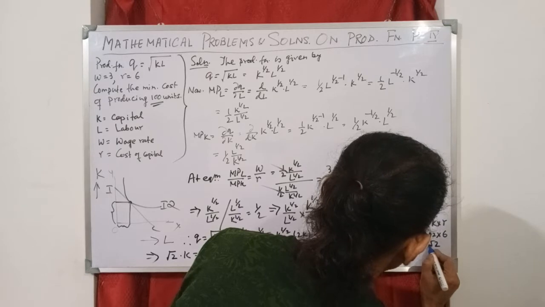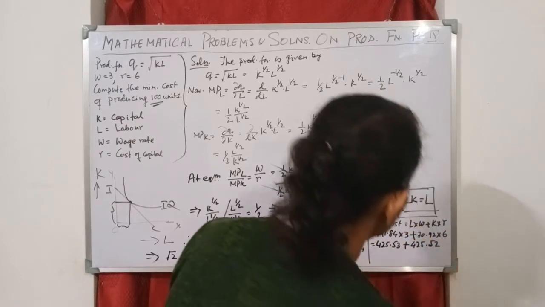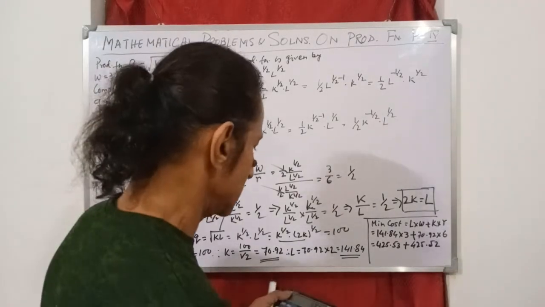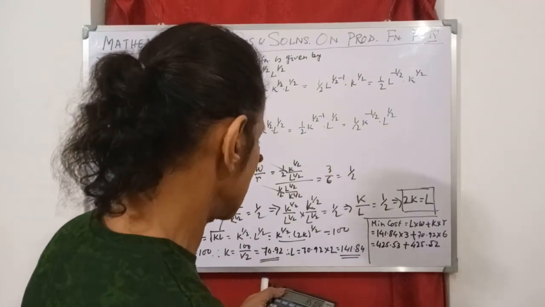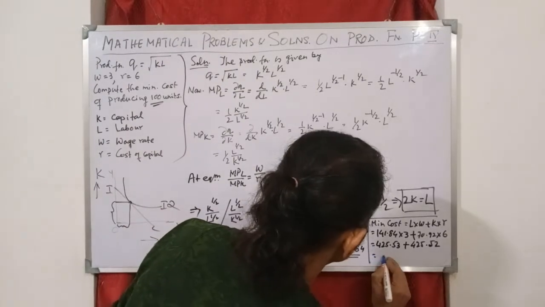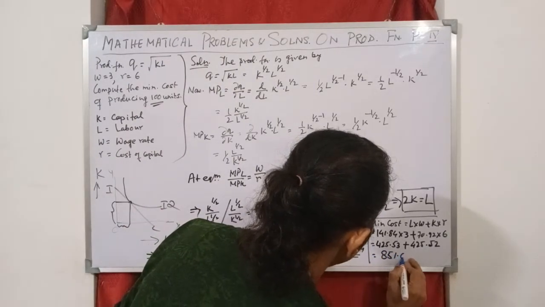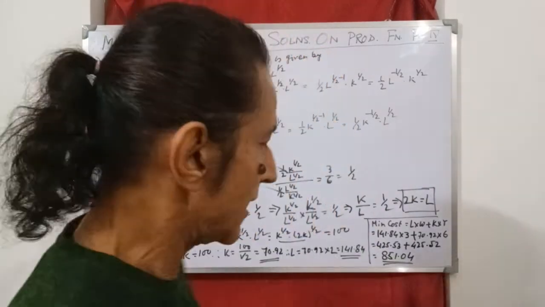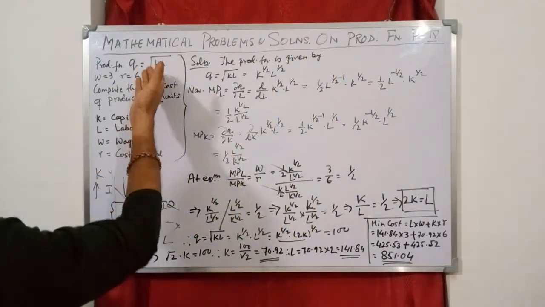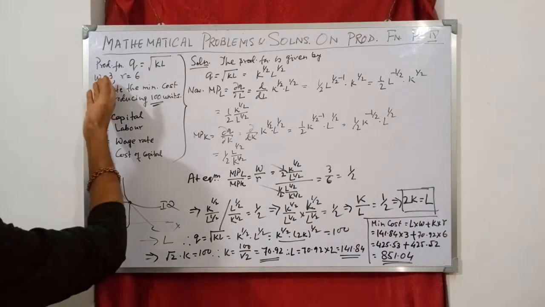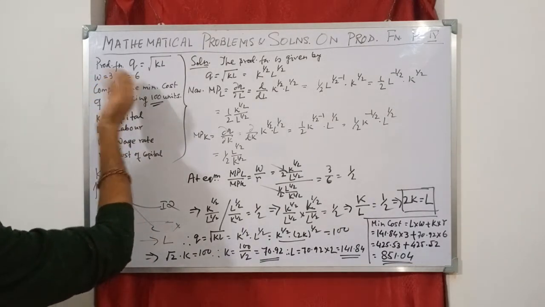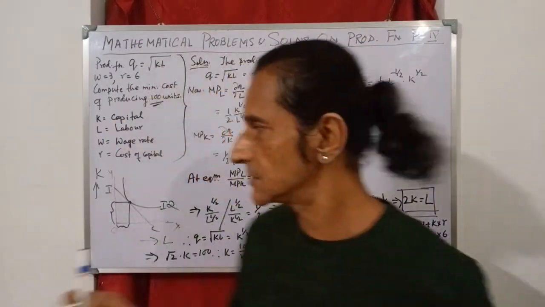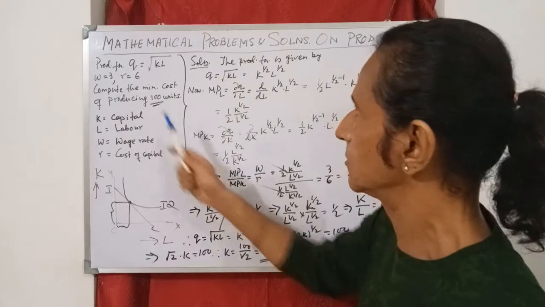That means the cost of capital and cost of labor, that is total wages, are the same, 425.53. So into 2 it becomes 851.04 equals 851.04. So this is the minimum cost of producing 100 units given this production function and given the wage rate as 3 and cost of capital as 6. Right? So this is the complete solution of this problem.